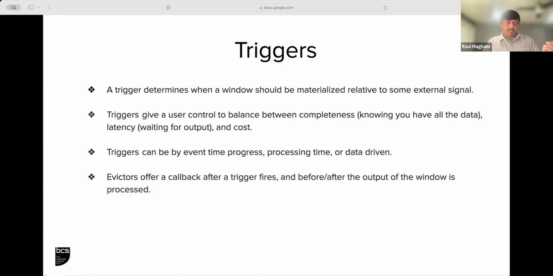So in event time, once the watermark passes beyond the window end time, then the trigger gets kicked in and the data that has been accumulated in that window is going to be processed. So 10 to 10:05, assuming that's the window, and you had a watermark with a 1 minute out of orderness or lateness configuration, then at 10:06, the window for 10 to 10:05 would be materialized.